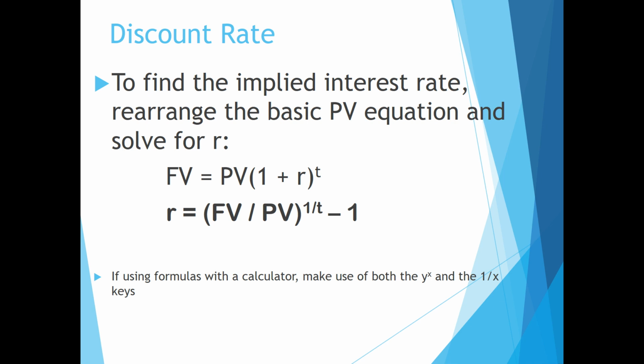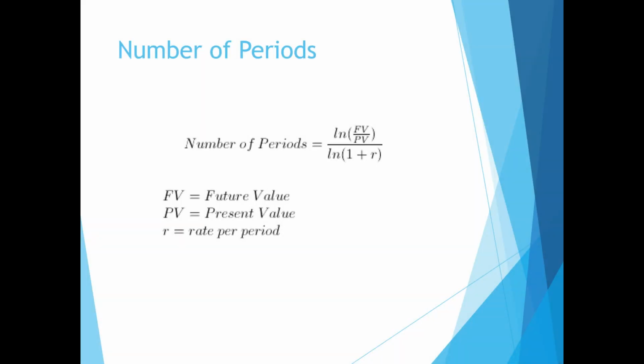If you were to rearrange the future value formula to solve for the interest rate, this is what that would look like. Because you have a fraction in the exponent, that is very difficult to calculate just using the formula. Using the Texas Instruments BA II Plus makes solving for the interest rate very, very easy. So we will use the calculator to do that. Also, here's the formula for solving for n, or the number of periods. It's a linear function. Again, it's much simpler, much easier to do using the calculator.